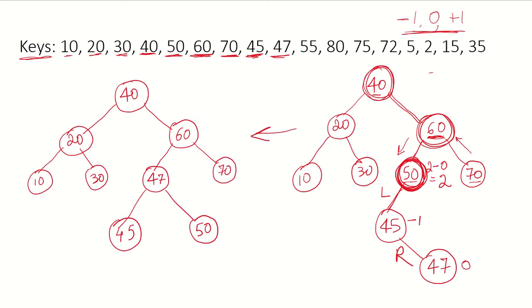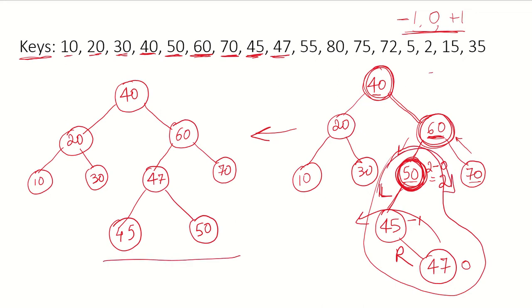When the LR rotation takes place, it will be involving only these three nodes. So first there will be a left rotation over here and then a right rotation over here. So again you will see that this will be the structure that will be created. The median value, this is 47, will come over here, 45 will be pulled down and 50 will be pulled down over here. So this will be the structure of the AVL tree after the LR rotation. The next value that is coming in is 55.